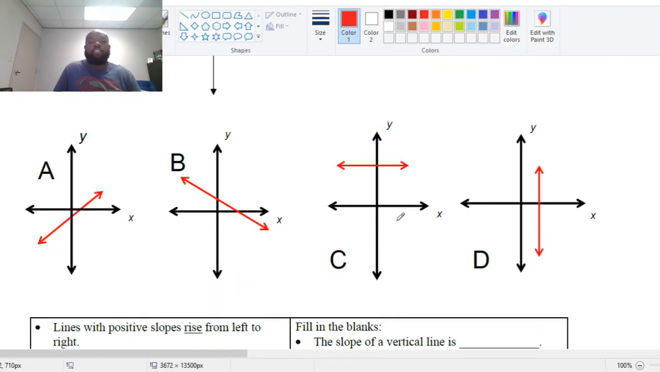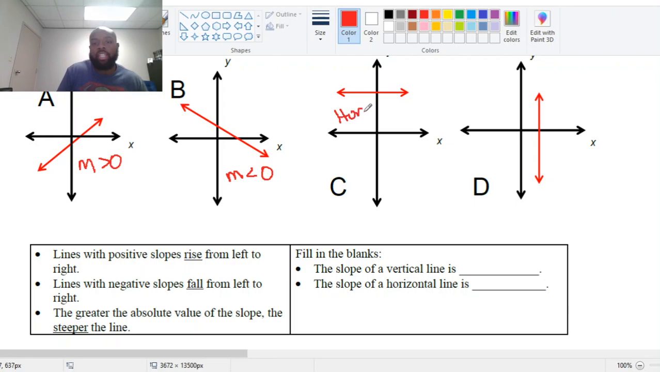If we think about different types of lines, these are four representations of the types of lines that we'll see. In part A, our line is increasing or rising from left to right. In this case, our slope is greater than 0, or positive. Here, our line is falling from left to right, and in that case our slope is negative, or m is less than 0. Here, our line is neither rising nor falling, it's remaining constant. In this case, we have a horizontal line. And here we have a vertical line, which is not running anywhere, but going up and down.